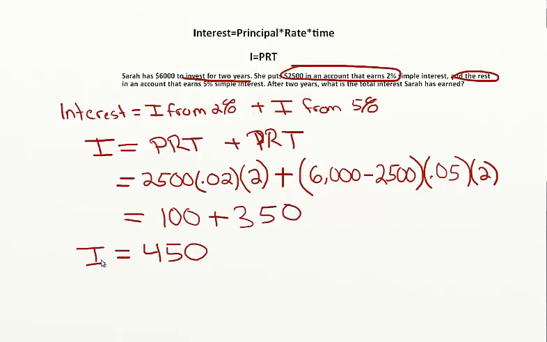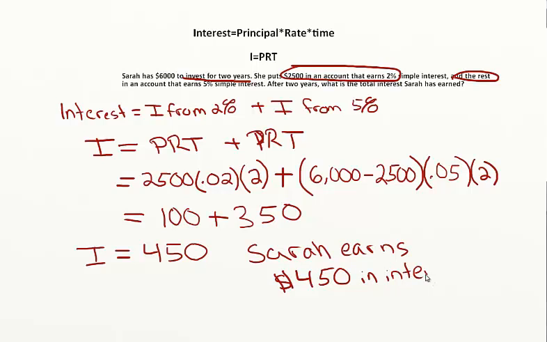Now interpreting this as an amount, we had $6,000, so we want to try and figure out the amount of interest in dollars. So Sarah earns $450 in interest over 2 years, because that's how long she was investing her money.